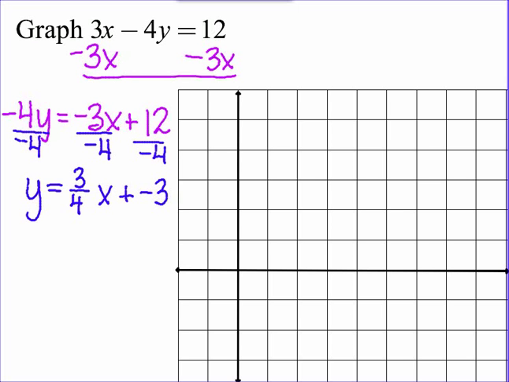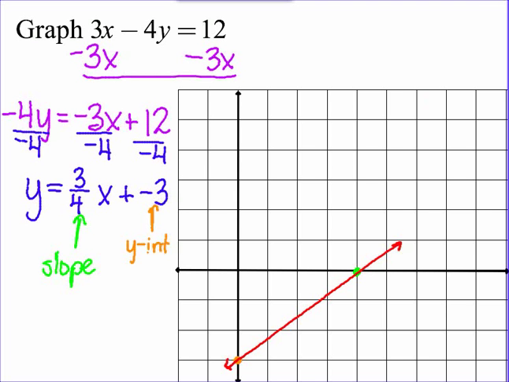So once again, what's the slope? 3/4. Okay. What's the y-intercept? Negative 3. So that means I'm going to do what first? Go down 3. Good. And then what am I going to do? Go up 3 over 4. Yep, up 3 over 4. Last but not least, I need to draw a line through it. And there you go. Questions?